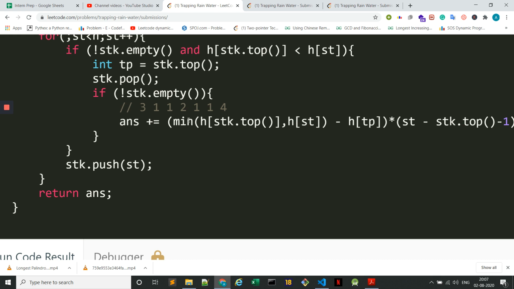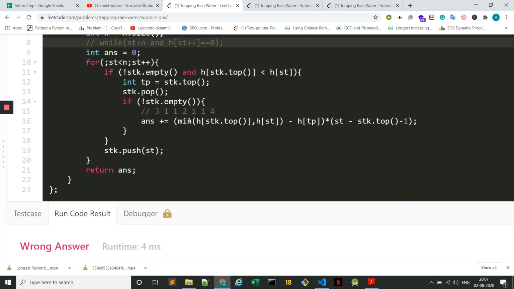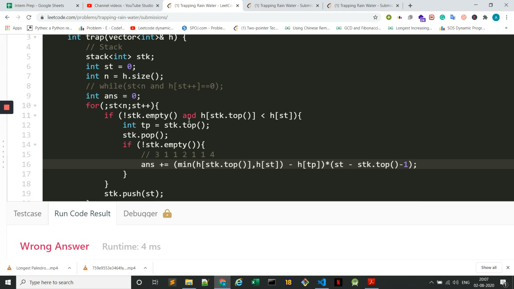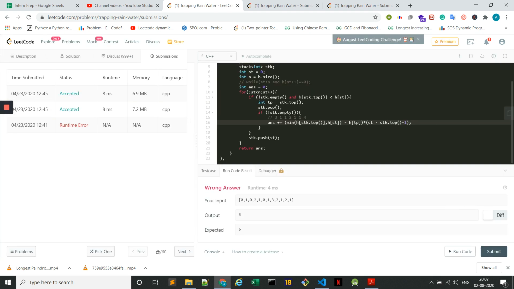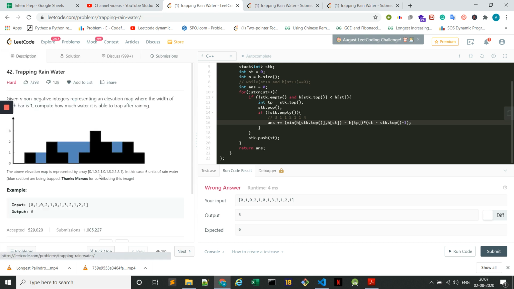Okay, I think I don't know what the error is. So maybe we can start to debug on a sample test case.